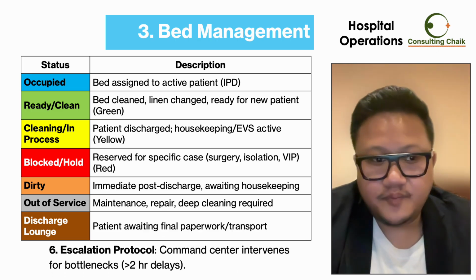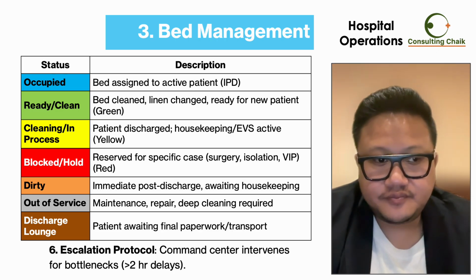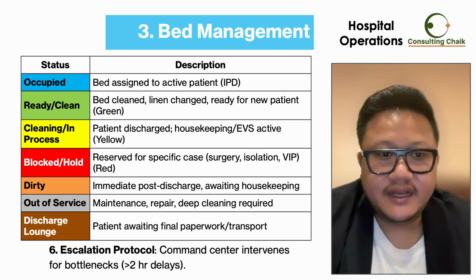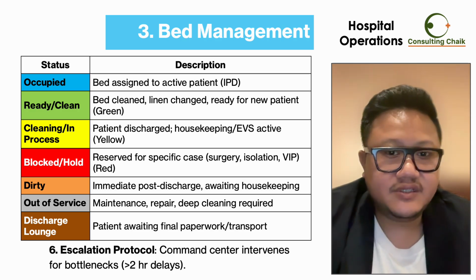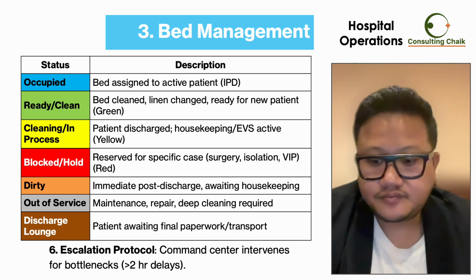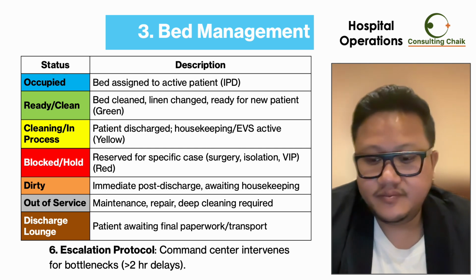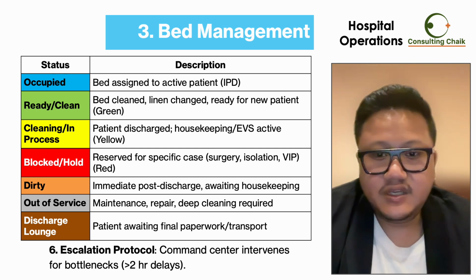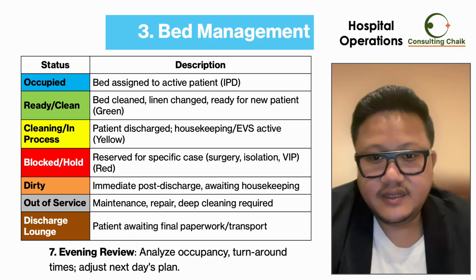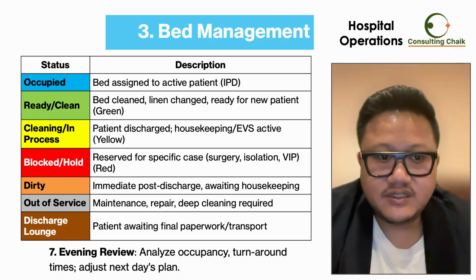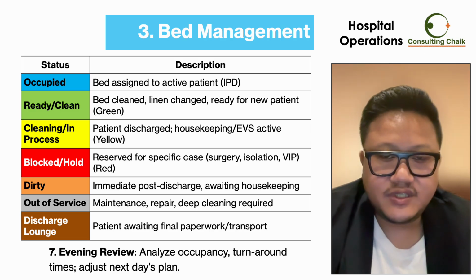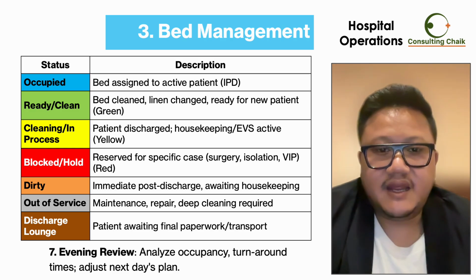Then escalation protocol. Whenever there are certain delays, whenever there are certain issues, it has to be escalated to the operations department, so that they intervene, they take help of maintenance or any other department and resolve the issues. Then you should have an evening review system where you analyze your occupancy, you analyze your turnaround times, you adjust for the next day's plan.